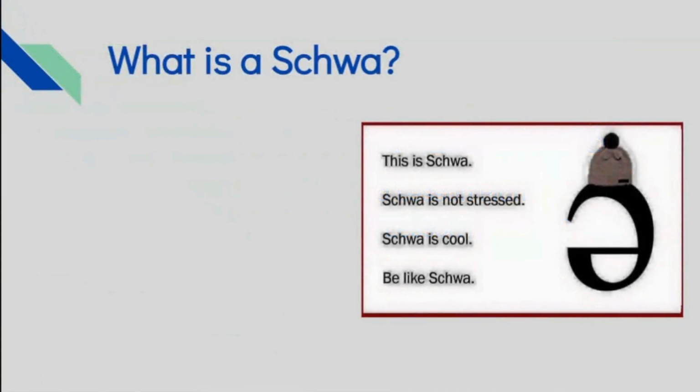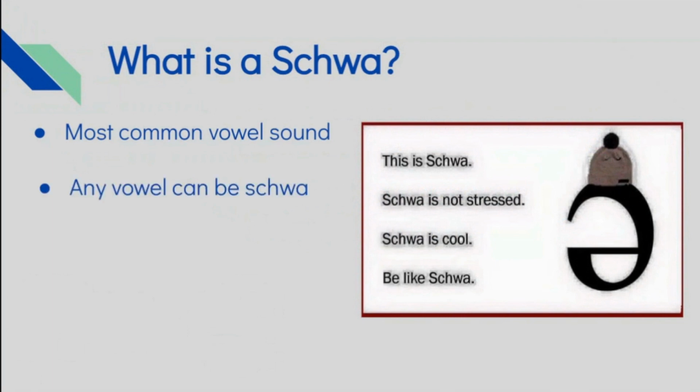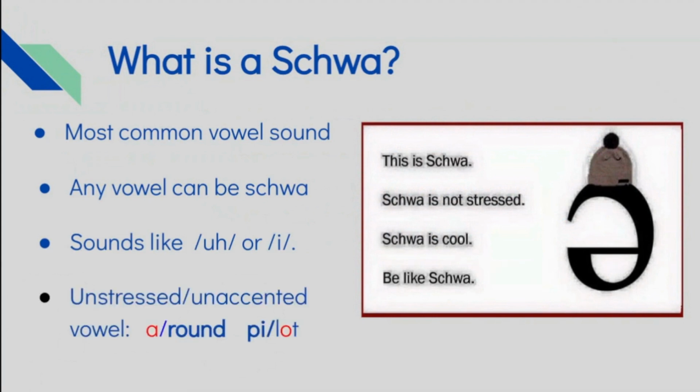First, let's talk about what a schwa is. Schwa is simply a lazy, unstressed vowel sound. It is the most common vowel sound in the English language. Any vowel can be a schwa. Schwa vowels sound like uh or ih. And a schwa is always found in the unstressed syllable of a multi-syllable word, as in around and pilot.